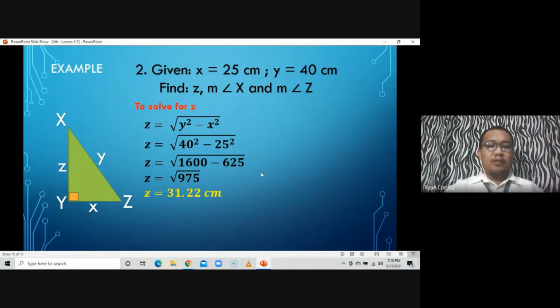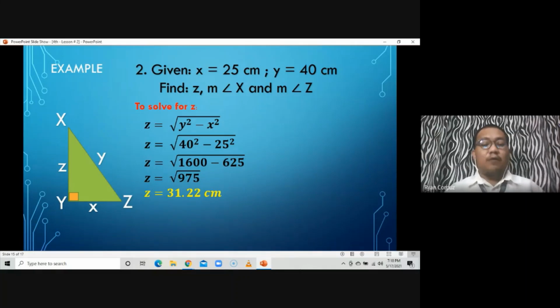So, looking at its value, 31, still, mas malaki pa rin yung value ng y, because that is the longest side in that right triangle. And since, titignan mo yun, that's the longer leg, ibig sabihin, mas malaki yung value niya than x because x is the shorter leg. Okay? So that's how we solve for the value of z.